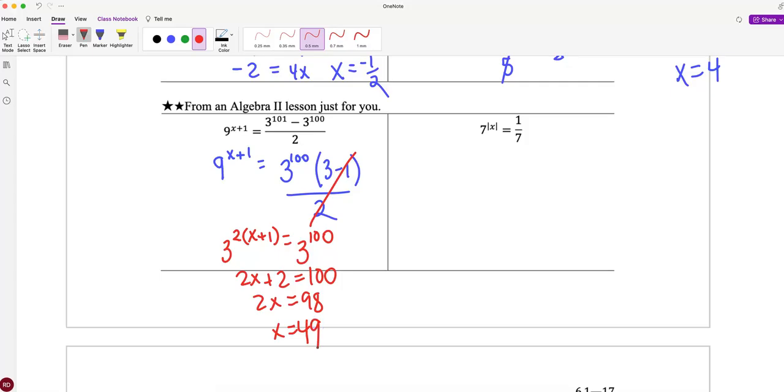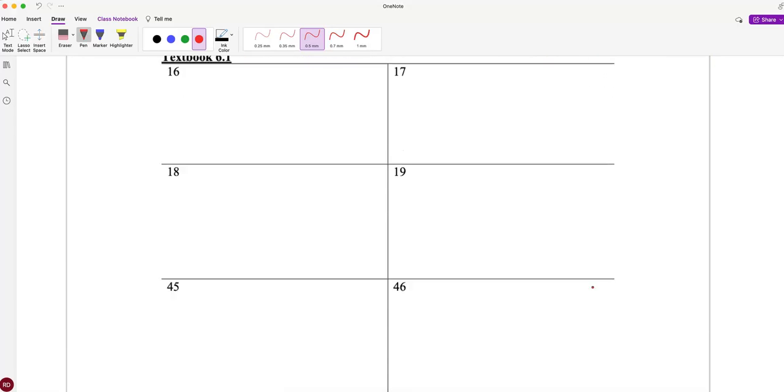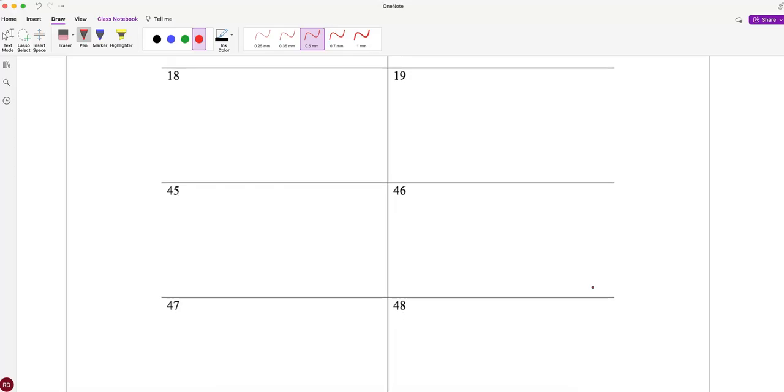7 to the absolute value of x is equal to 1/7. Well, rewrite the 1/7. That's 7 to the negative 1. Can I take the absolute value of a number and get negative 1? So if I set these equal to each other, absolute value of x equals negative 1, you should know there is no solution to that equation. Okay, and that leads us up into the homework for this section.